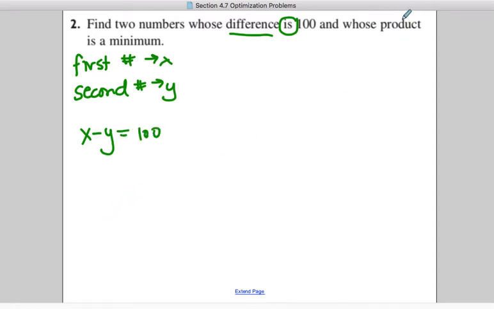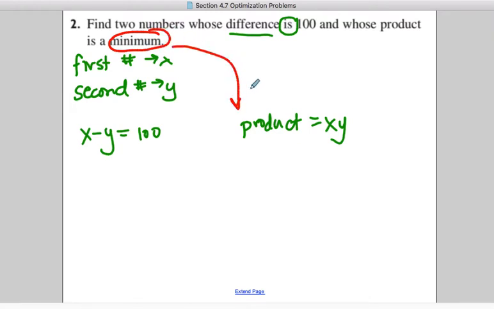Then it says whose product is a minimum. Okay, so the product is a minimum. So when I do product, it's multiplying, so it's really just x times y. This is what I am trying to minimize. So this is what I need to take the derivative of. Okay, take the derivative of that one. So here are my two equations. You're going to solve this one for x or y, plug it in here, distribute, take the derivative, and set it equal to 0. Okay?